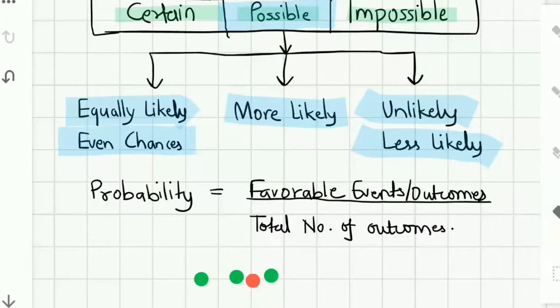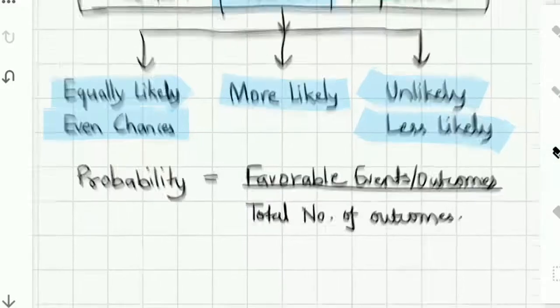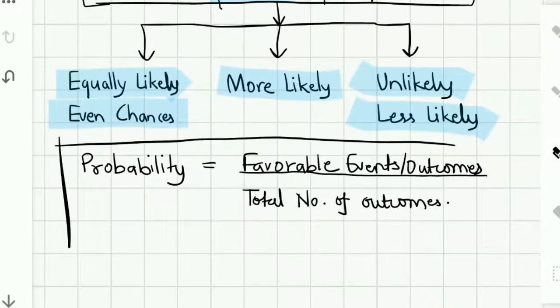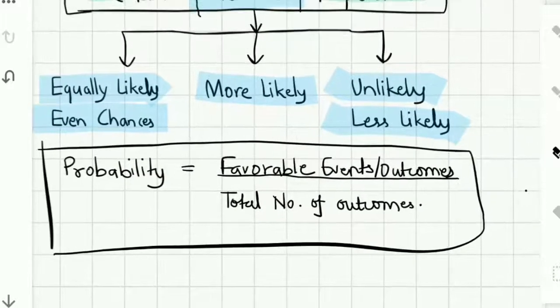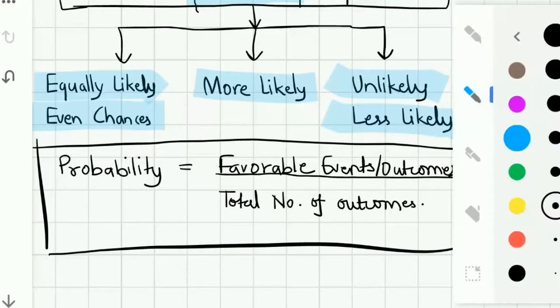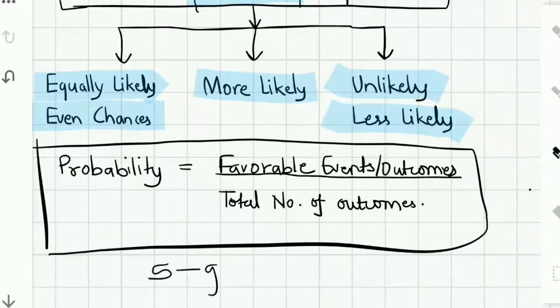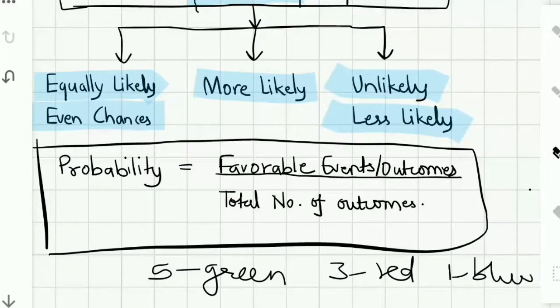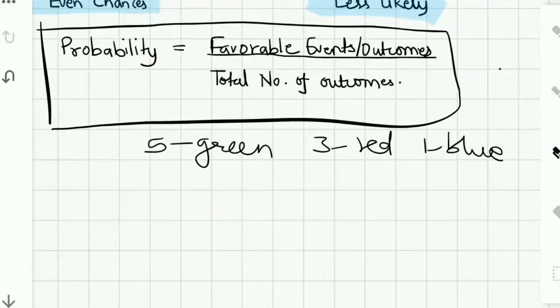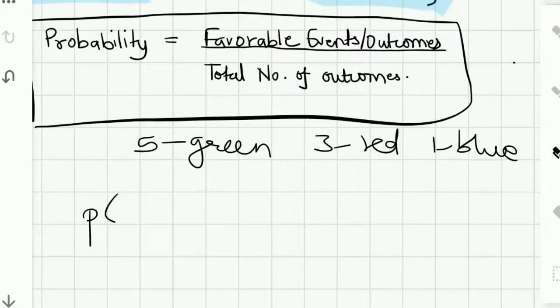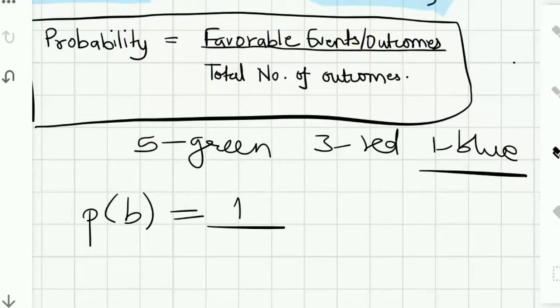This is called probability. Now, when we formulate this, probability is equal to favorable events or outcomes divided by total number of outcomes. Now in the bag that I drew, I had 5 green balls, 3 red balls and 1 blue ball. Now, for the event that 1 blue ball will come out, what is the probability? Probability of blue is equal to 1. Only one favorable event is there. And what is the total number of outcomes?